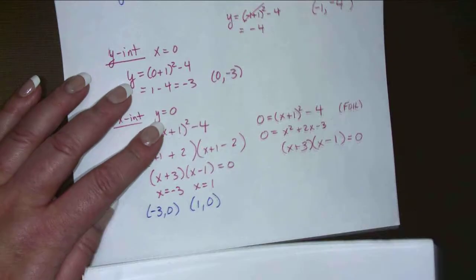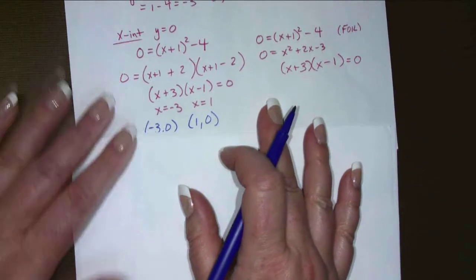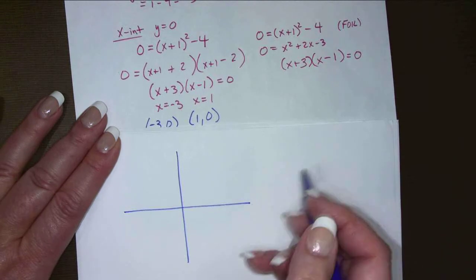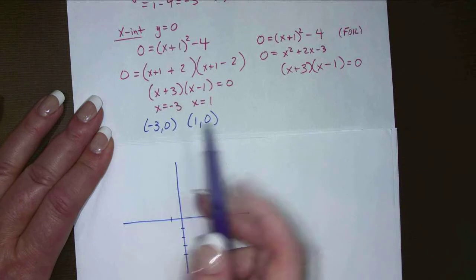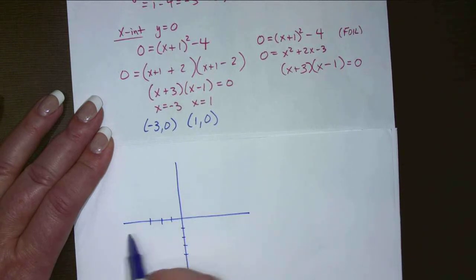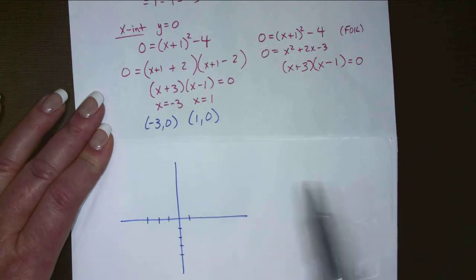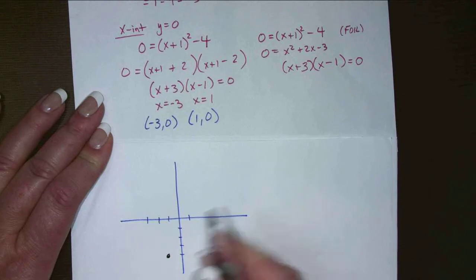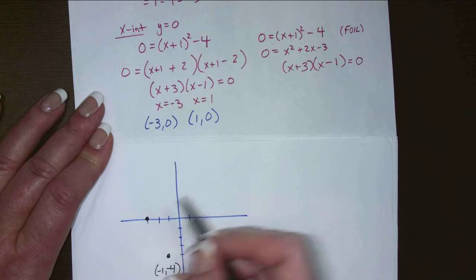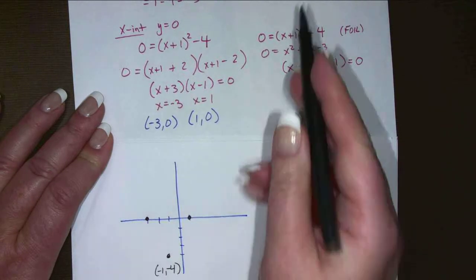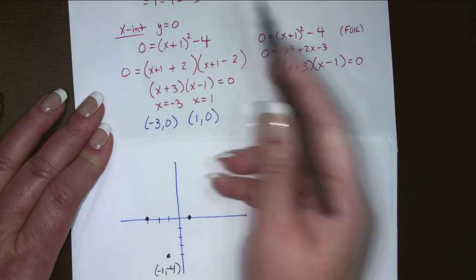So put your vertex in first. What's our vertex? -1 and -4. Just going to look at my other points: 0, -3, -3, 0, and 1, 0. Okay, so this should do it. So your vertex is -1, -4. So -1 on the x and down. Then -3, 0, and 1, 0. And 0, -3.